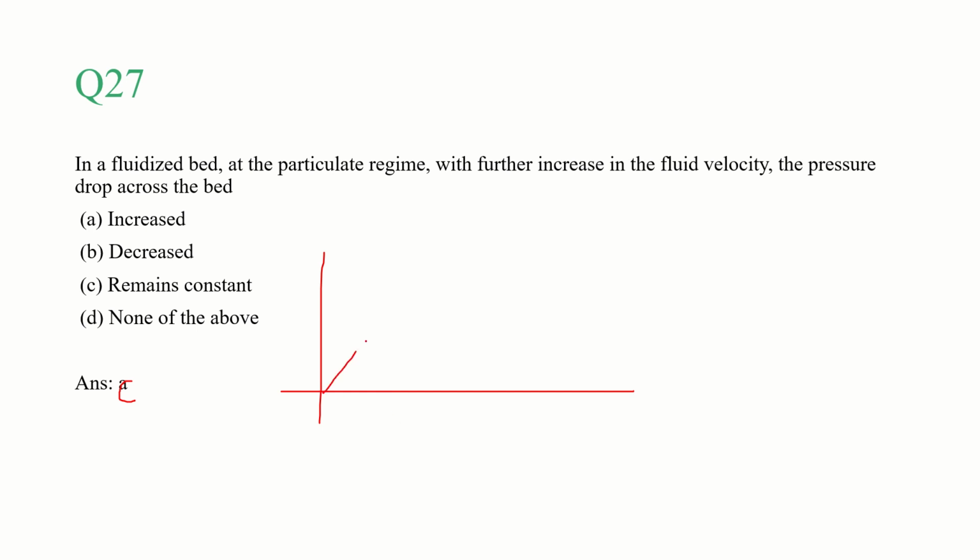Because, at the particulate regime, because it is a fluidized bed, what happens is that in fluidization, with increase in fluid velocity, let this be fluid velocity and this be pressure drop. When the superficial fluid velocity is increased, the pressure drop keeps increasing while it is a fixed bed, after which at minimum fluidization velocity the pressure drop and the weight of the particles in the fluid become equal. So this is the point of minimum fluidization. After minimum fluidization, however much we increase the fluid velocity, the pressure drop remains constant. So the answer is option C. The pressure drop across the bed remains constant.